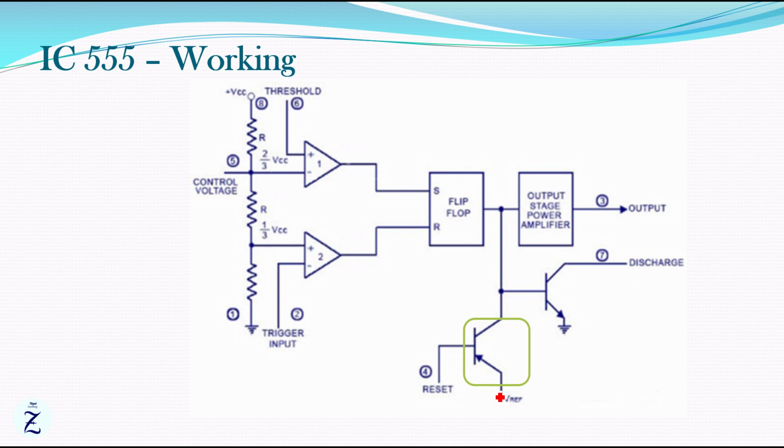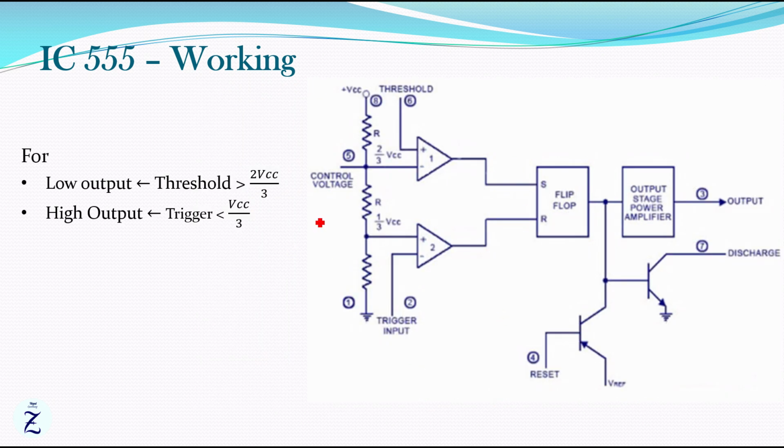From the above discussion, we can conclude that for having a low output, the threshold input must exceed the control voltage, or 2 VCC by 3, and this will turn the discharge transistor on. And for having a high output, the trigger input voltage must drop below VCC by 3. This also turns the discharge transistor off.